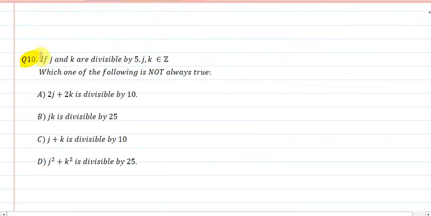If j and k are divisible by 5 and j, k is an element of Z, so we know j and k are integer numbers, which one of the following is not? So if a number is divisible by 5, how can you write an equation for that? For example, we know that 25 is divisible by 5, so I can write that answer as 5. So what is this 5 over here? Basically this 5 is your quotient.